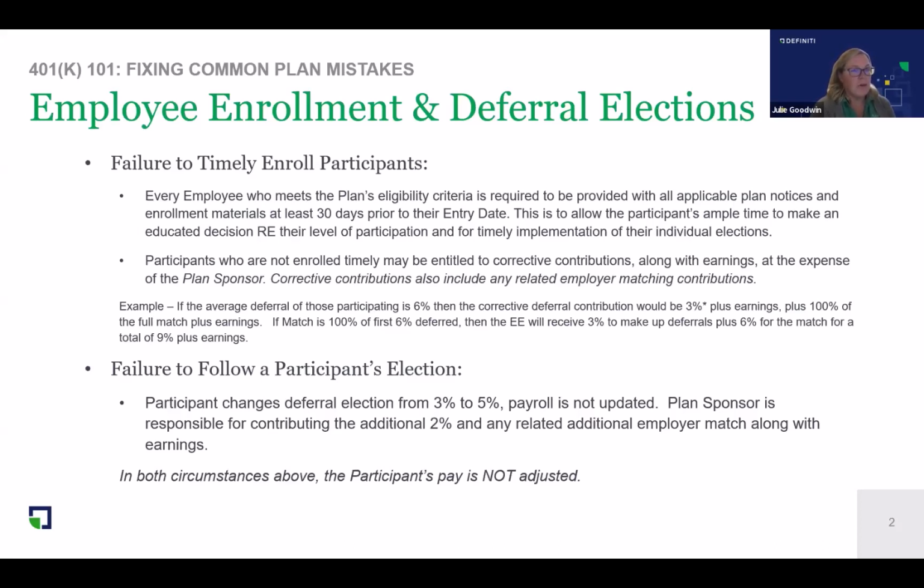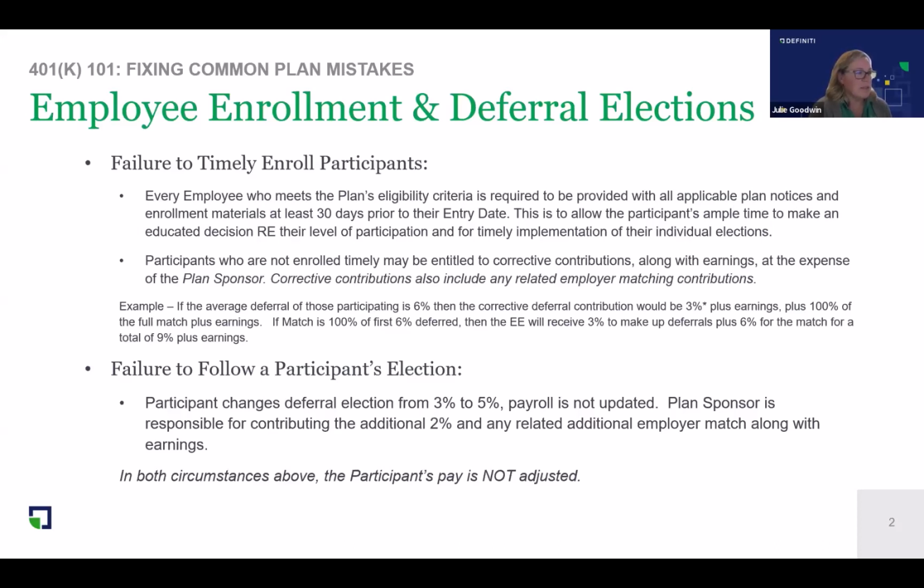Now, if you correct it timely, where maybe they were supposed to enroll in January and instead you caught it in February, depending on the other facts and circumstances, you may not have to make the extra contribution. Maybe there's enough time for the participant to make up what was missed initially. Again, it's all facts and circumstances. The longer the issue occurs, the more costly it can become.